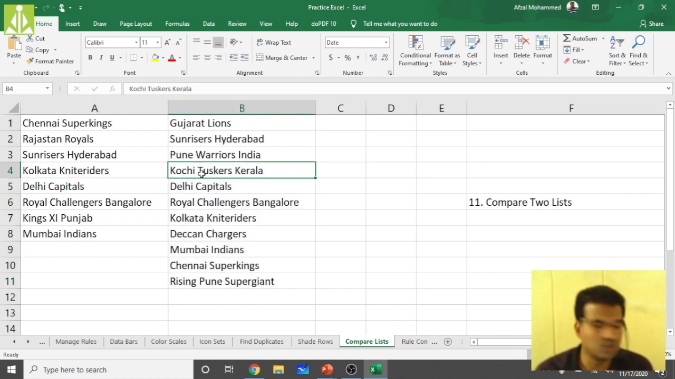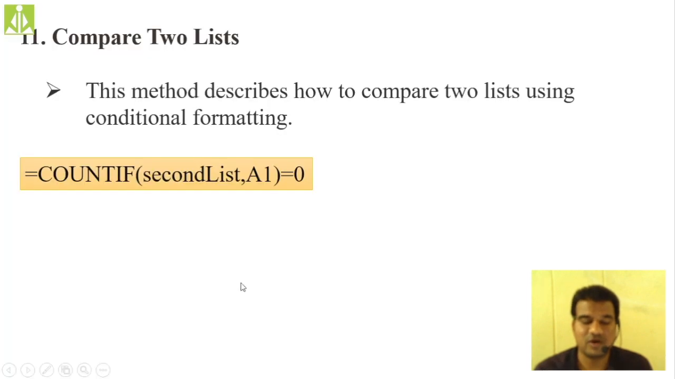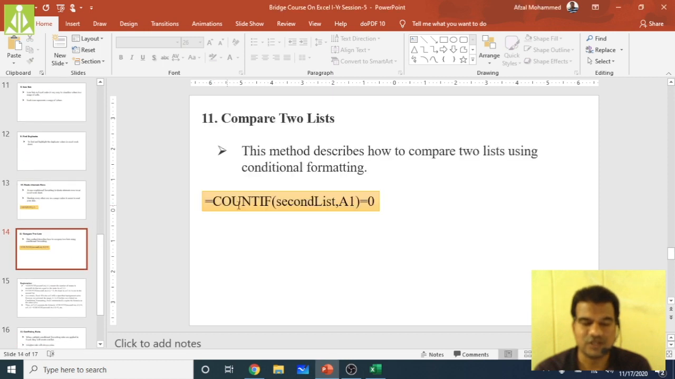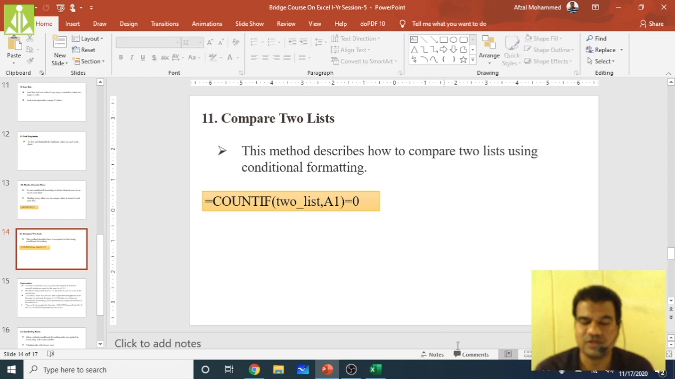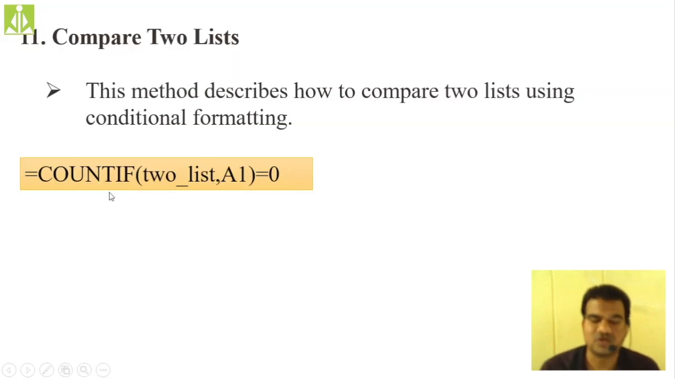Here we use a formula called COUNTIF, and since we have changed the name, we have to put two underscore list. So COUNTIF(two_list, A1). A1 is my first cell: A indicates the column, the first column, and 1 indicates the row, the first row. So first row, first column.